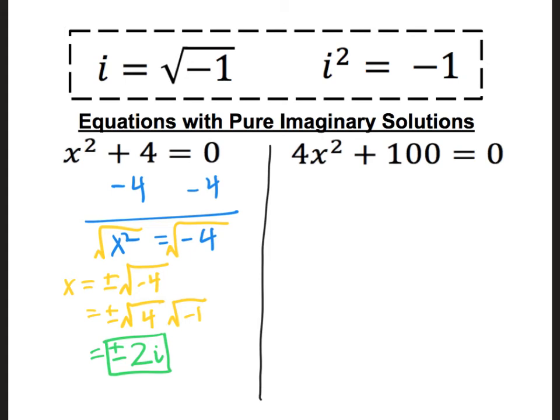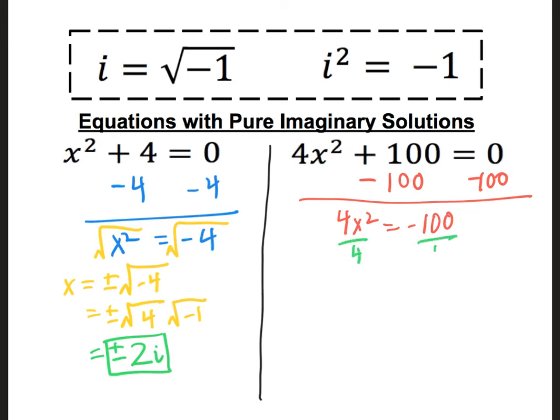All right, and my last one, we have 4x squared plus 100 equals 0. Again, I'm trying to get x squared by itself, so I'm going to subtract 100 from both sides. When we do that, we get 4x squared equals negative 100. We have to get rid of that 4 out front, so we're going to go ahead and just divide both sides by 4. When we do that, we get x squared equals negative 25.